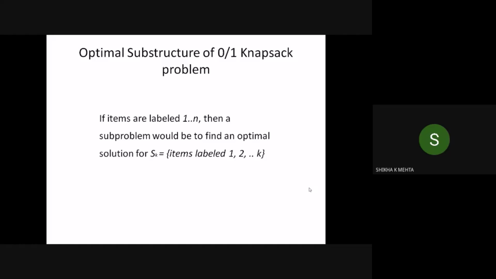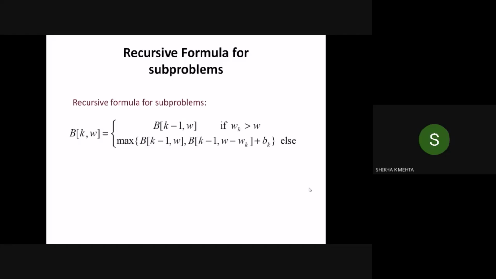Then optimal substructure. If the items are labeled 1 to n, then a sub-problem would be to find an optimal solution for Sk, where items are labeled from 1 to k. So we are trying to find the optimal structure. If we are able to find the optimal substructures, then combining them together, we can find the optimal structure for this kind of problem. So here you can see this is the recursive formula for the sub-problems.